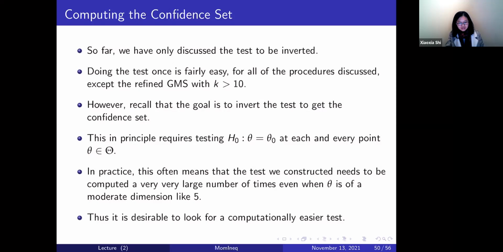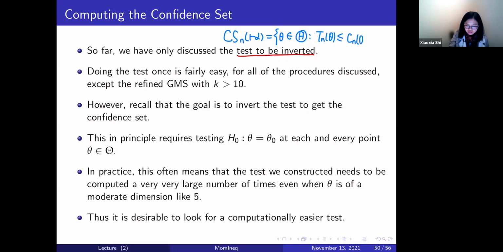So far, we have only discussed the test to be inverted, not the confidence set. But the confidence set, remember, is all the parameter values such that the test statistic is not bigger than the critical value. So computing the test once, that is computing the test statistic and the critical value once, is fairly easy for all 5 critical values and all the test statistics, except for refined GMS with more than 10 inequalities. However, remember, doing the test once is not the goal. The goal is to figure out what the set is.